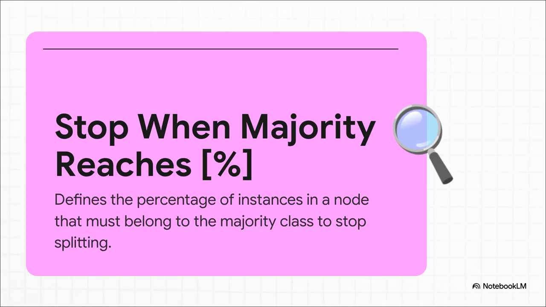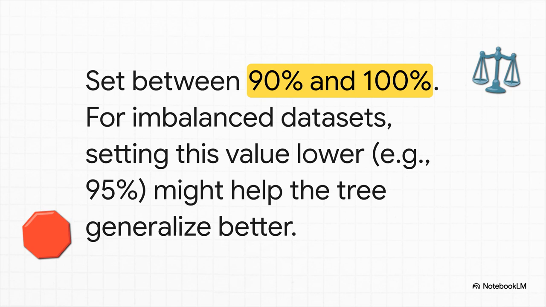And our final lever, think of it as a purity check. So imagine you get to a point in the tree where, say, 95% of the data is already pointing to the same answer. This parameter tells the model, you know what, that's good enough. Just stop here. It keeps the model from wasting all its energy trying to perfectly classify every single last data point, which, as you can guess, is a classic way to overfit. So typically, you're going to set this pretty high, somewhere between 90 and 100%.